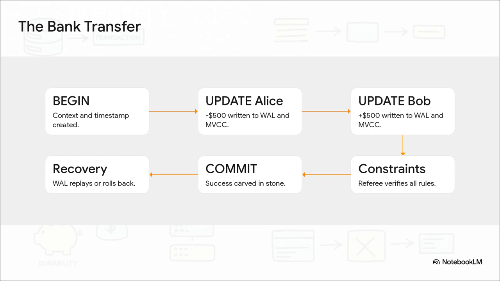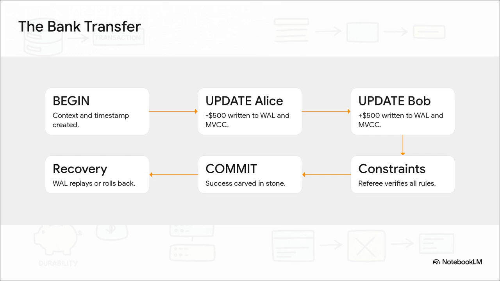It checks the constraints. Did Alice's balance drop below 0? If yes, consistency steps in and forces an immediate rollback. If no, we're good to proceed. Step 5, we hit Commit. The success record is carved into stone by flushing it to the disk via the WAL, guaranteeing durability. And it's only now that the new MVCC versions become visible to everyone else.